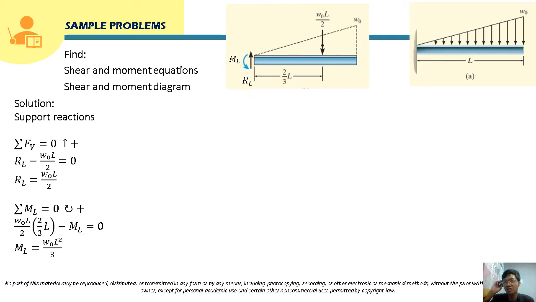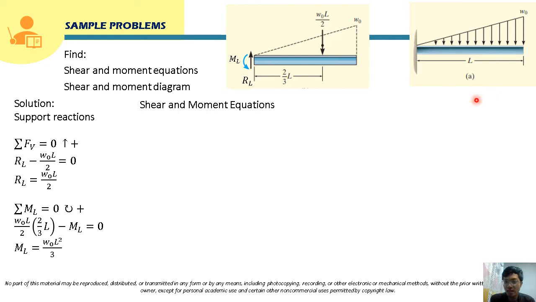Okay, so after this, class, we can now establish the shear and moment equations. We are going to cut a segment of this beam. In this case, we will only have one segment since the loading starts here and ends here, so this entire beam will just be one segment. So we will cut any section in this beam, at any distance x from the left.